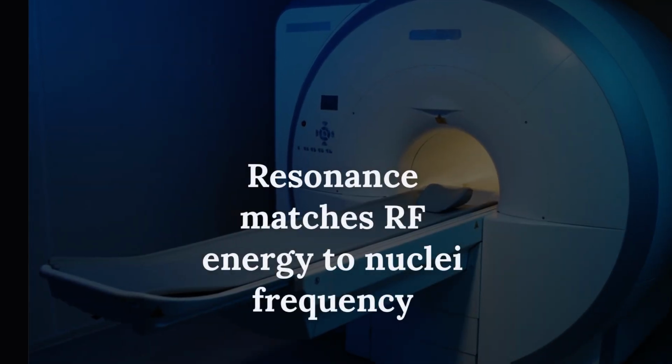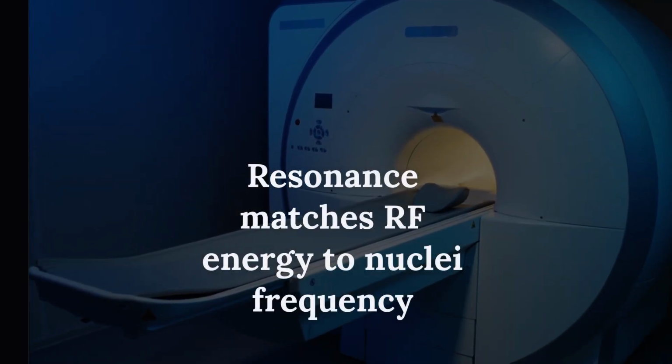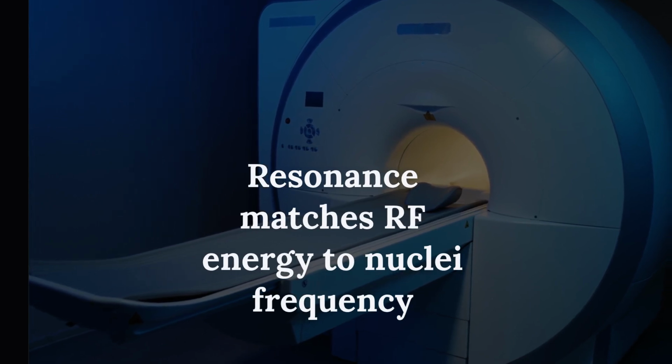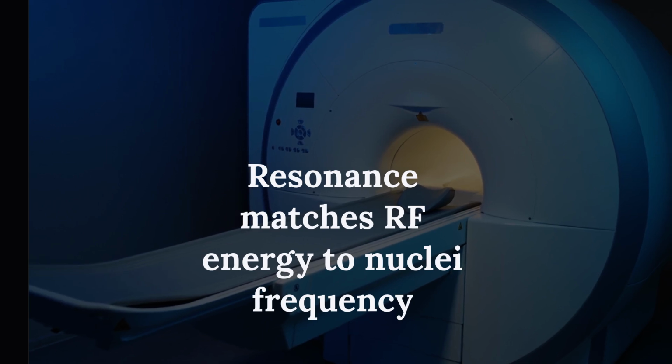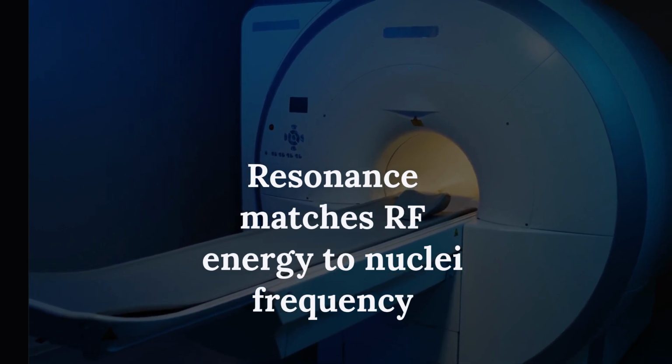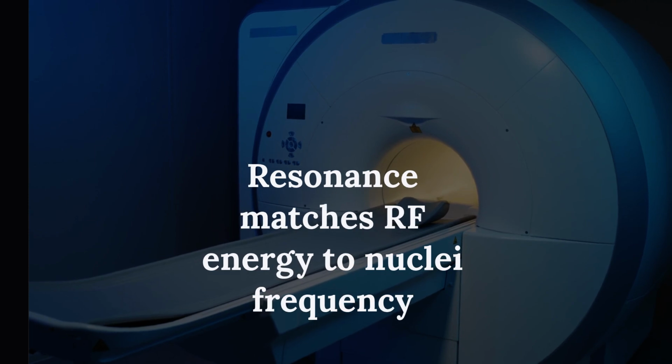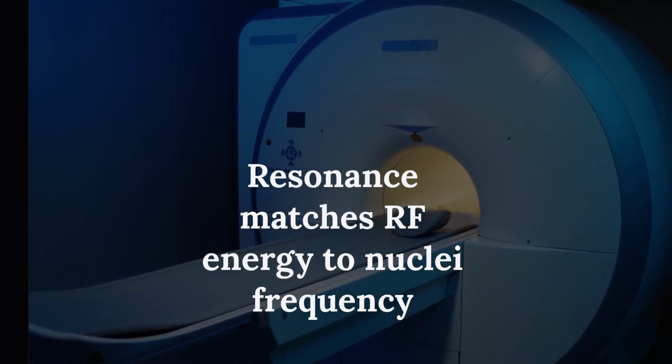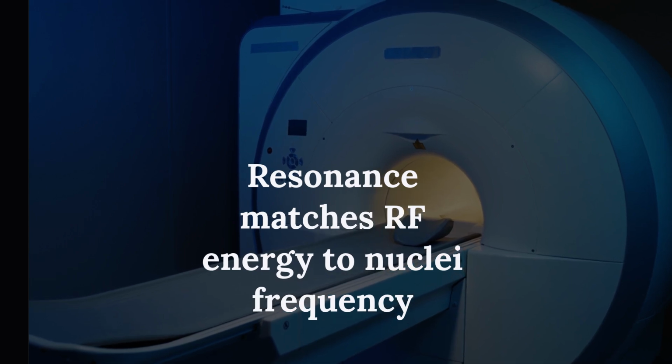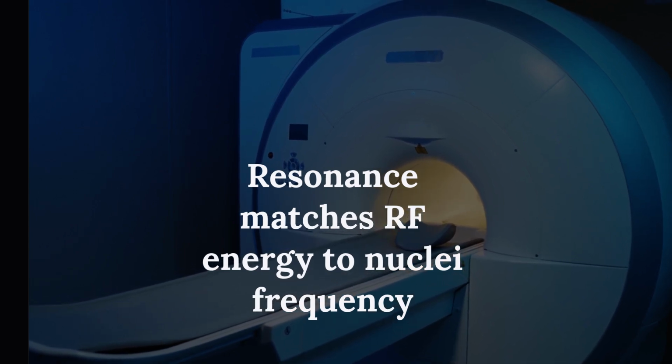Resonance occurs when RF energy matches the nuclei's natural frequency. The Larmor frequency is determined by the magnetic field strength. It ensures efficient energy absorption by nuclei. This process is crucial for creating MRI images. It allows differentiation between various tissue types.